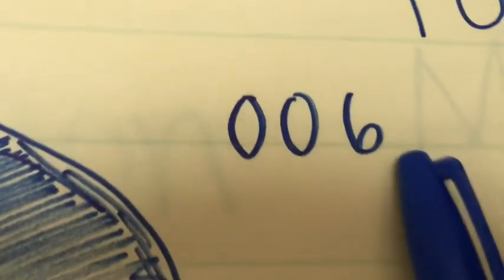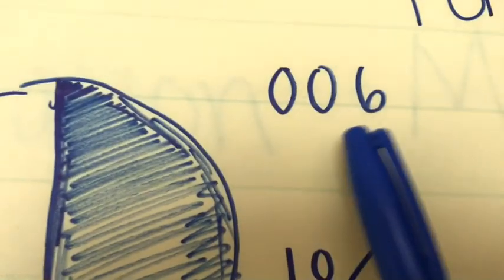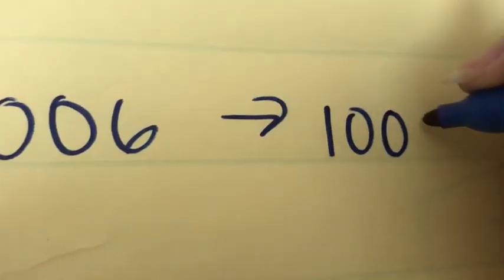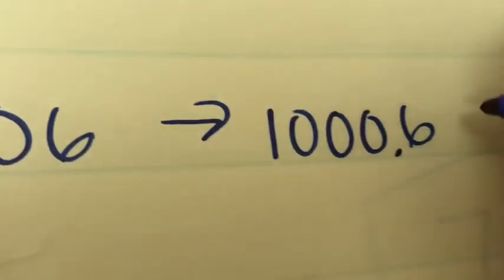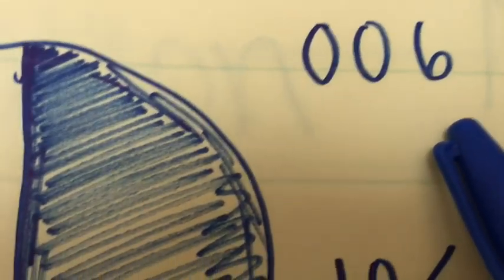Next is barometric pressure, which is measured in millibars. When you're doing a weather station model, you only want to have 3 digits. So this 006 is obviously not a realistic number for barometric pressure. What you would do is add a 10 in front of it, and that would be your actual barometric pressure, but that's how you want to write it.